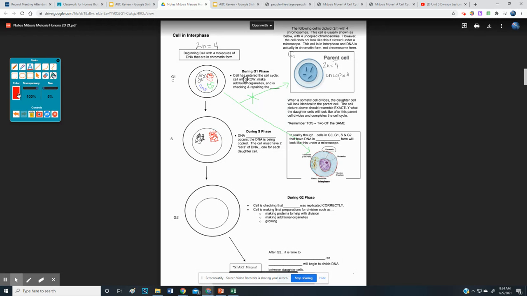And again, to kind of practice vocabulary, DNA, when it's not in chromosome form, when it looks like a long string, it's called chromatin.